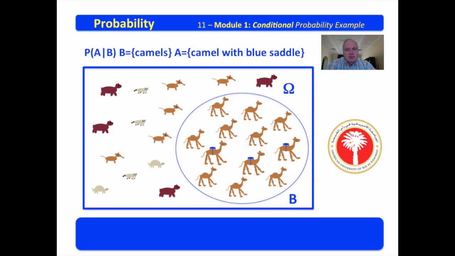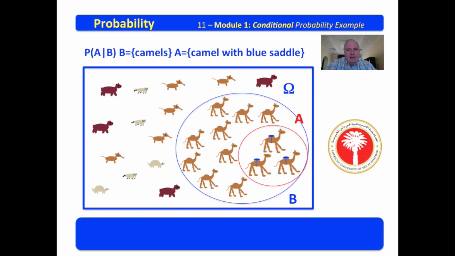Let's start off first of all by collecting all of our camels into set B. B again is the set of all camels. Look at all the camels that we have here. Now, A is the subset of camels with blue saddles. So we have B, the set of all camels, and then we have A, the set of camels with blue saddles, and A intersect B turns out, of course, to be these three camels.